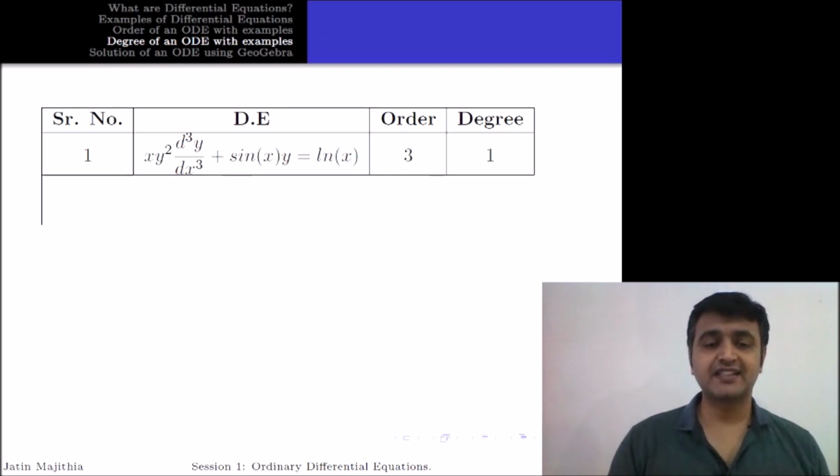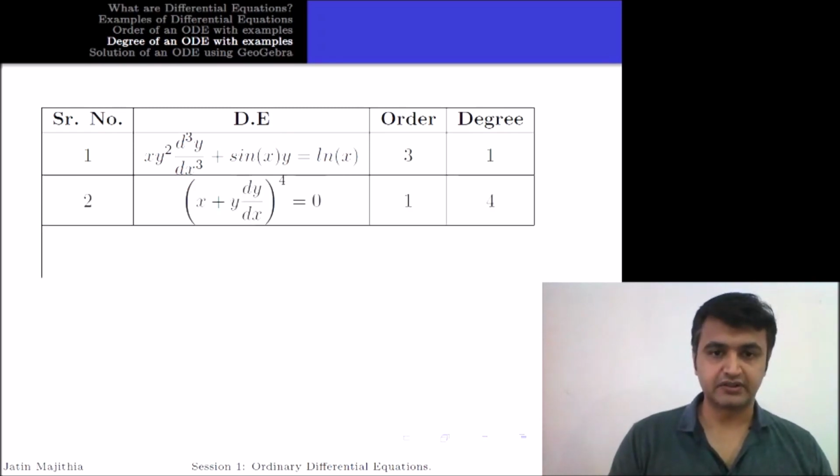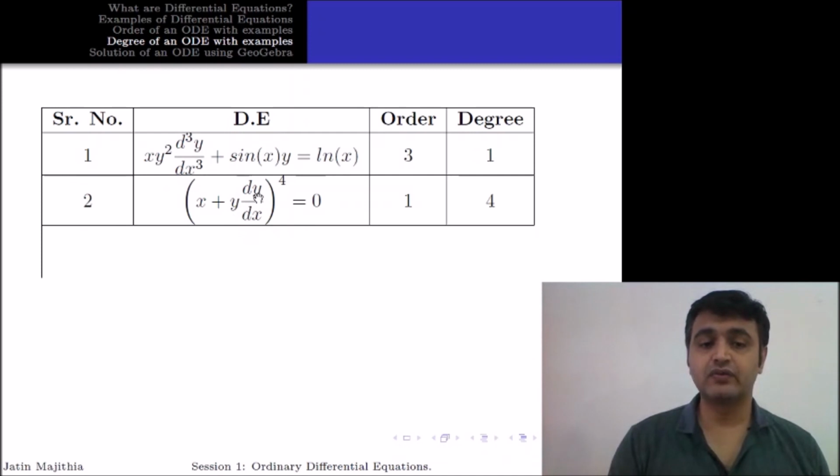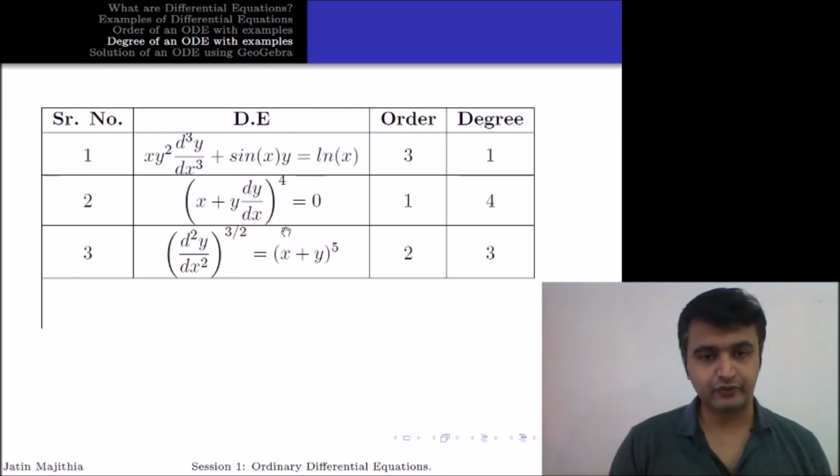If you see the first example, what is the highest order? Order is 3, right? Because we have d cube y upon dx cube. What is the power of this? The power is nothing but 1. So this is a degree 1 differential equation. If you go for the second one, if I expand this, what I have is y raised to 4 into dy by dx raised to 4. So here the degree is 4.